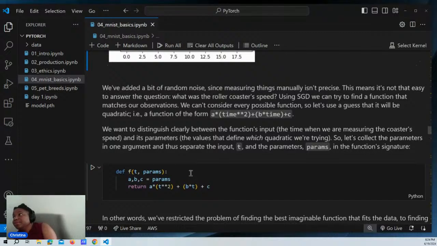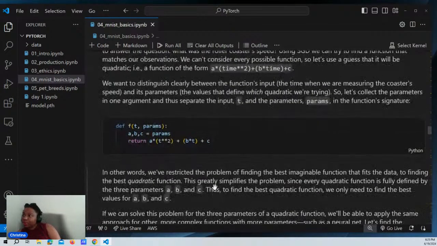Okay, so let's collect the parameters into one argument and thus separate input t and parameters into the function signature. So they create a function, they put inputs t, parameters, and then parameters are going to be a, b, and c. Got it, in this function there. And we're going to return a times t squared plus b times t plus the constant, which is this thing written simply.